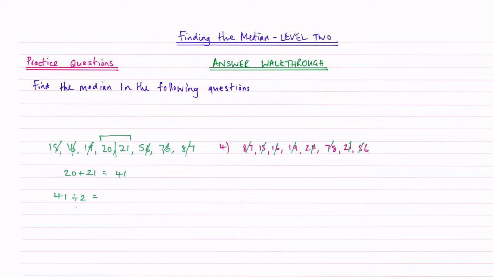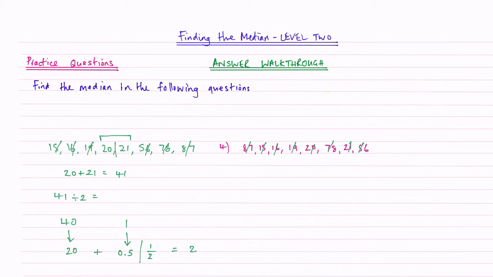Okay, so let's just assume that we're not too confident halving this. So we're going to split 41 into 2 easy numbers. So 40 and 1. Then we're going to half these separately. So half of 40 is 20. Half of 1 is going to be 0.5 or a half. And it really doesn't matter which one you choose. Okay, so then add these two together. So that gives me 20 and a half.